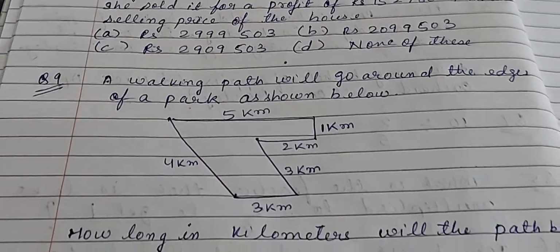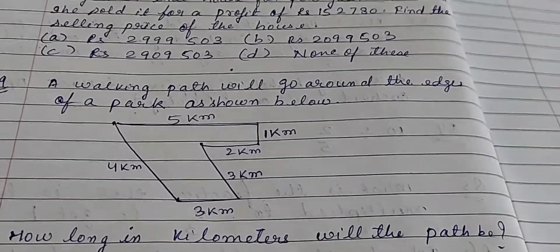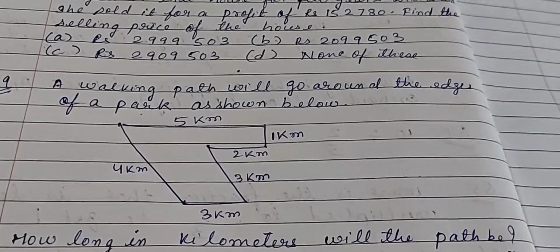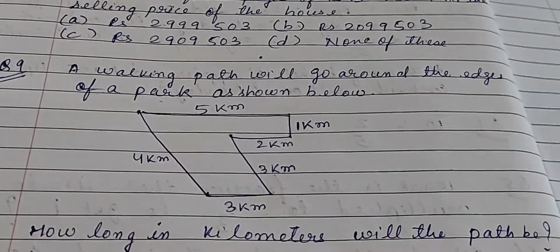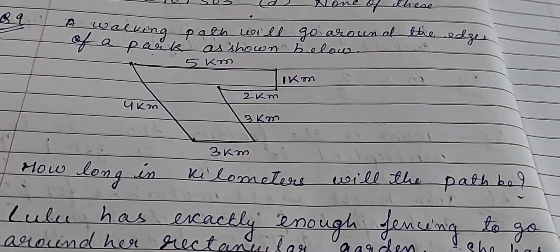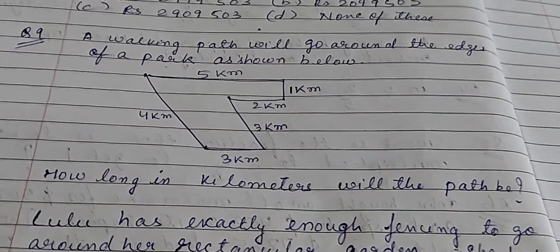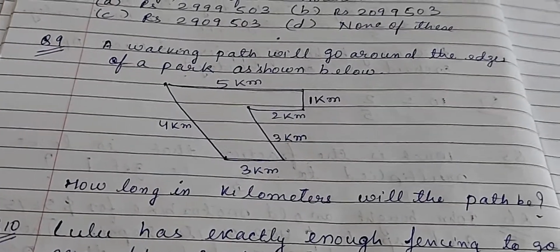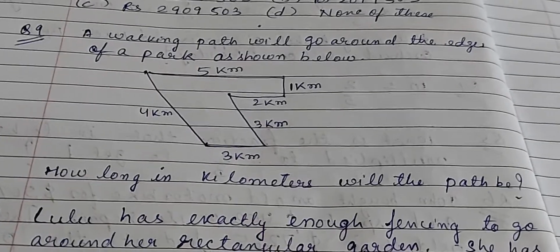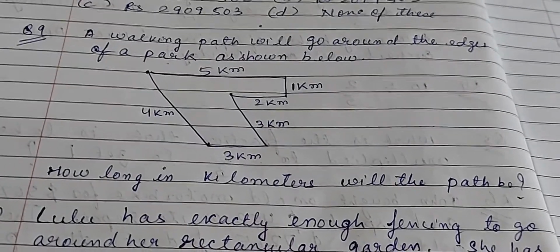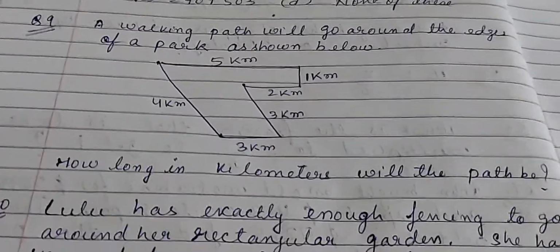Let us move to question number 9. Here is a walking path which will go around the edges of a park as shown below. You can see the diagram of the edges of the park. Now the question is, how long in kilometers will the path be? For this, we have to add the edges in kilometers and we can get the perimeter of the boundary of the park. This will give the solution to this particular question.